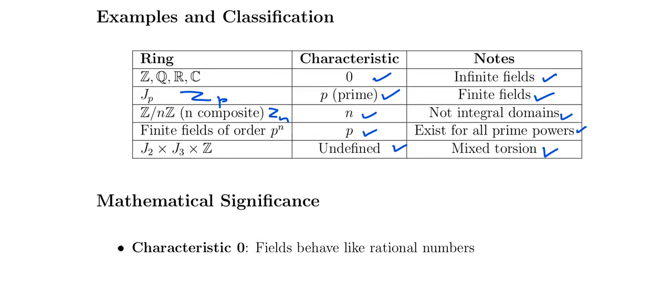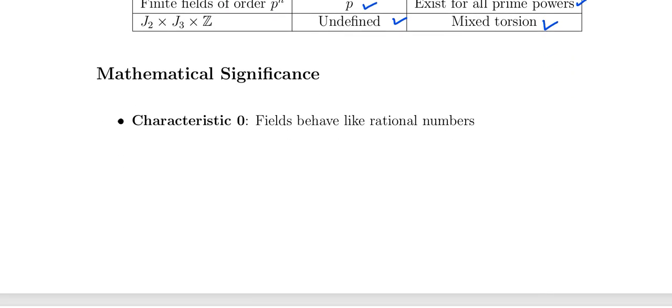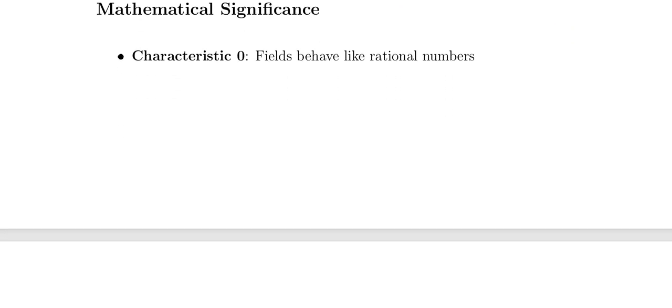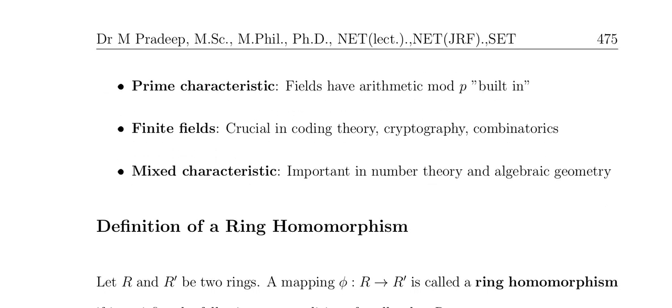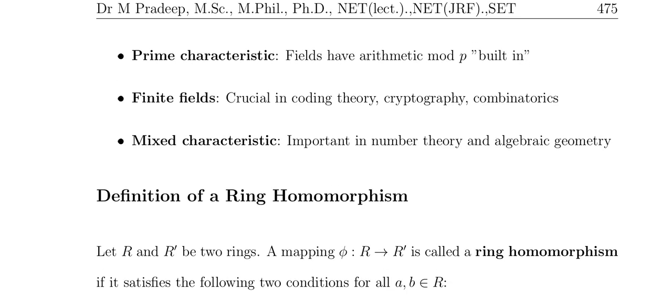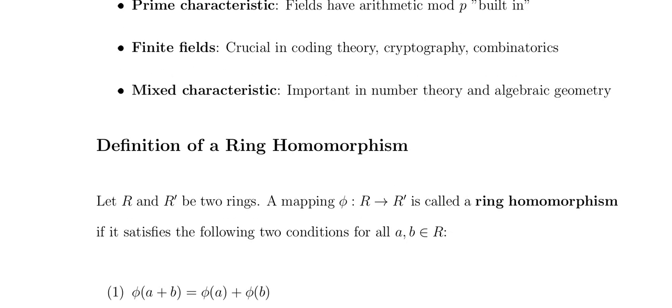That is why we have the n torsion example. Characteristic 0 fields behave like rational numbers. Prime characteristic fields have arithmetic modulo p. Finite fields are an example. Mixed characteristic is used in number theory and algebraic geometry. Finite fields are crucial in coding theory, cryptography and combinatorics.